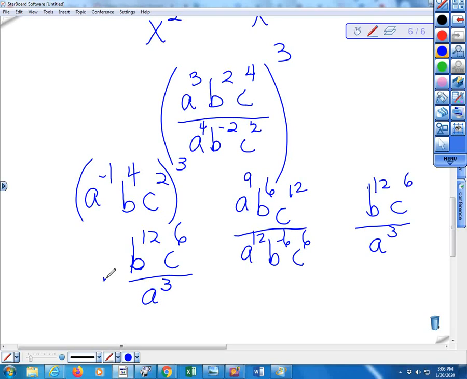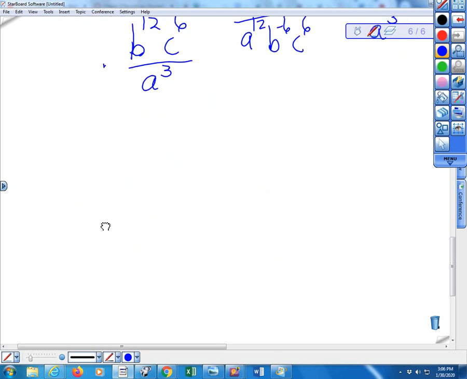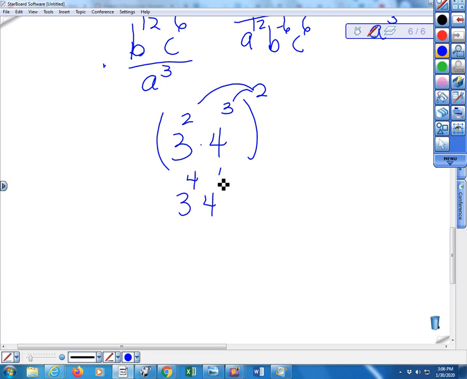Okay, so I think I've covered everything, but just so you know, if I have 3 squared times 4 cubed, squared, I just distribute that to both. So this would just be 3 to the 4th, 4 to the 6th. And if you divide, you distribute the exponent to both if you've got something in the parentheses.